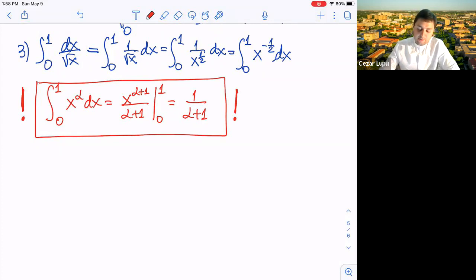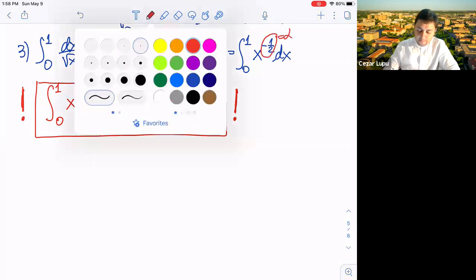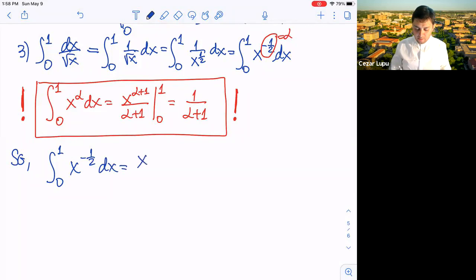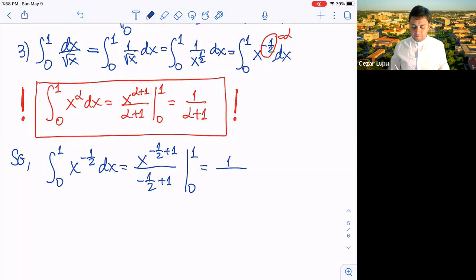So in this case, alpha is negative 1/2. So this is our alpha. This implies that the integral from 0 to 1 of x to the negative 1/2 dx is x to the power negative 1/2 plus 1 over negative 1/2 plus 1, from 0 to 1. So pay attention, this would be 1 over 1/2, which is 2. And that's the value of the integral. That's it.